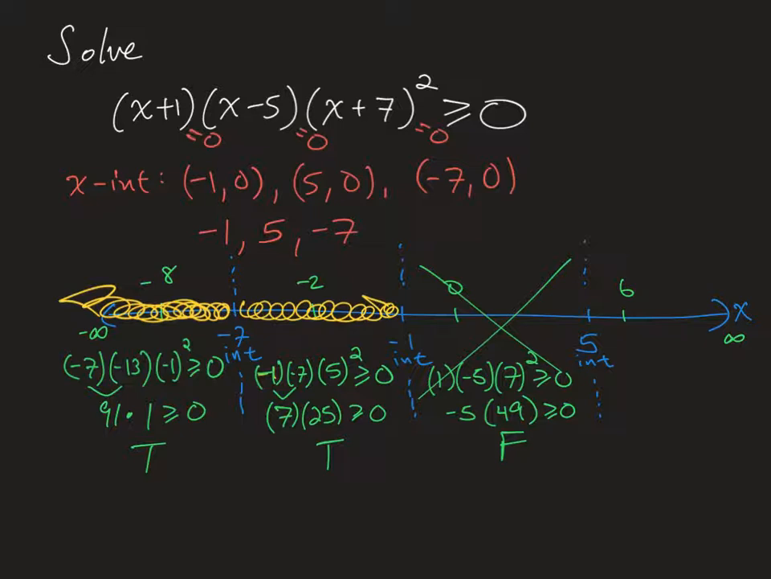And then you continue the process with 6. It ends up being true. When you substitute all of the 6 in for all of the x's up here, you get that this left side is greater than or equal to 0. So I would shade here.